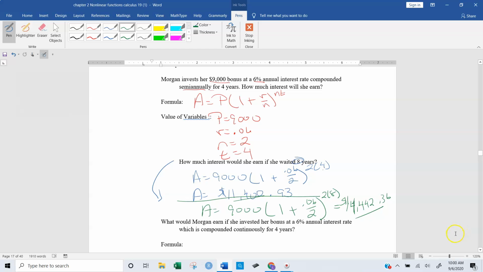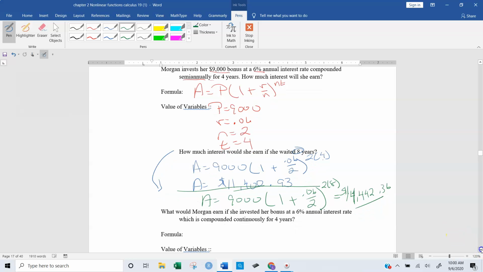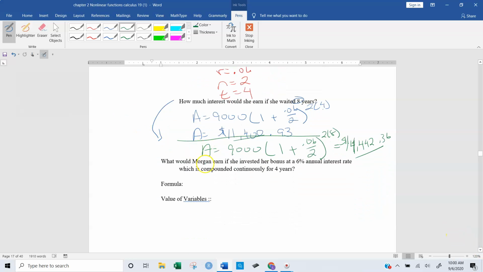Okay, so now we want to do the same thing. She found a different bank and it compounds continuously. So this in here was 8 years. So between, oh, I am so sorry. I said this wrong. So we got 11,400 up here to 14,000 here. So she got almost $3,000 different, right? Just by leaving it in for 8 years, which is awesome. My fault. Okay, so now let's do compounded continuously.